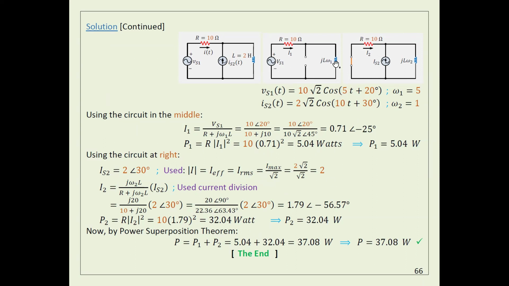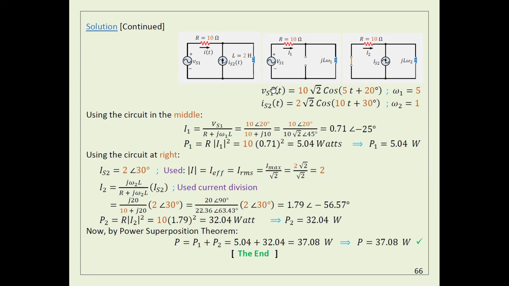You can do the same thing for the inductor, but in this question I'm asking what the average power is in R. I don't need to do it for the inductor because the average power for an inductor is 0. I don't need to calculate it. You get what I'm saying? Average power for an inductor and a capacitor is 0.